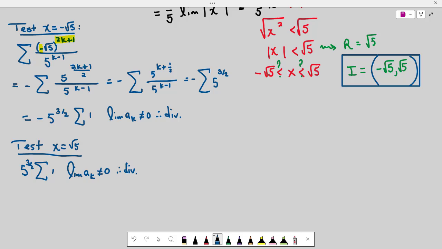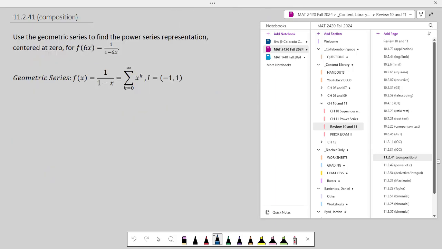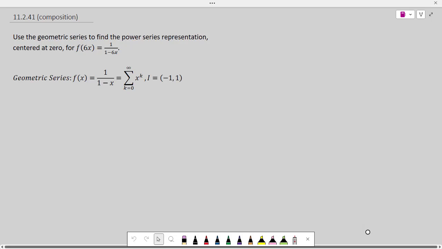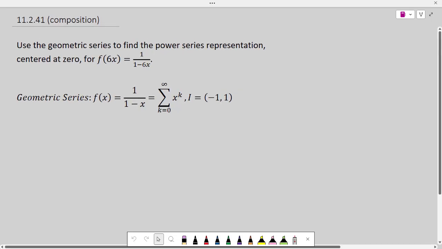All right, let's see what our composition. So composition is how we can build one power series from another. What are we going to replace the x with in our geometric series? So this is one of your known power series. You should know that one for the exam. 6x. You're going to just replace the x with 6x.